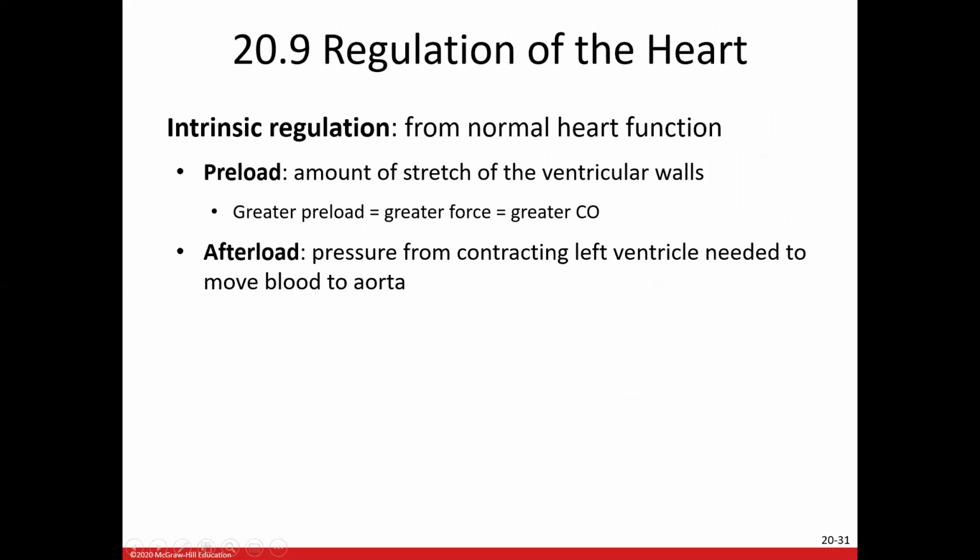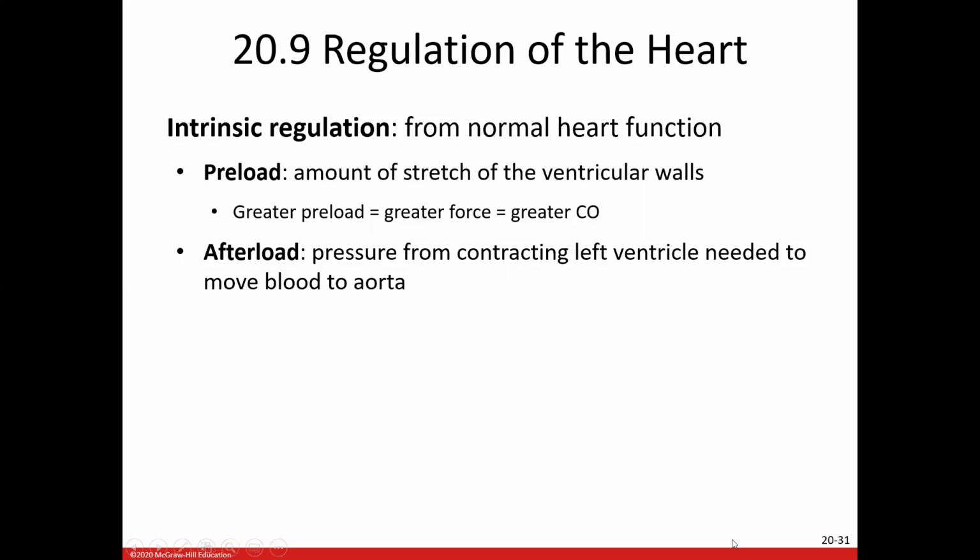So within the heart, we have a couple of different ways that we can regulate. We have intrinsic regulation and we have extrinsic regulation. Intrinsic just means within the heart itself. So the heart has a couple of different qualities that allow it to change how it's reacting. The first quality is called preload, and this is the amount of stretch that we have on the ventricular walls, the actual ventricles, the two chambers that are pumping the blood.